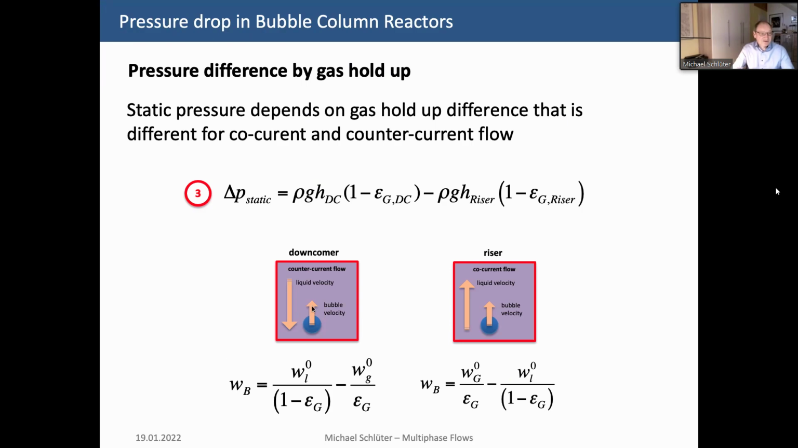So therefore, this relative velocity of the bubble is very important to know, and we can calculate this with superficial velocities and gas hold up. So this is the static pressure.